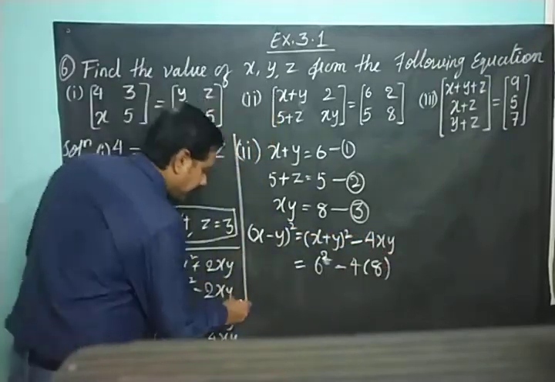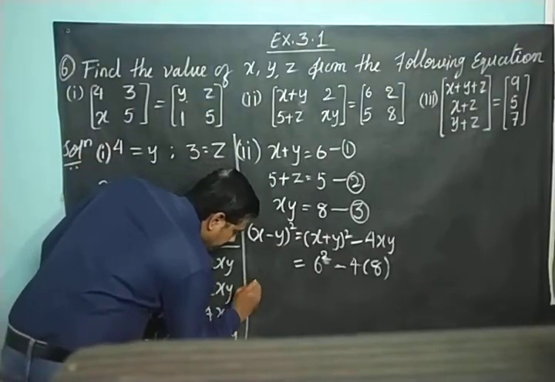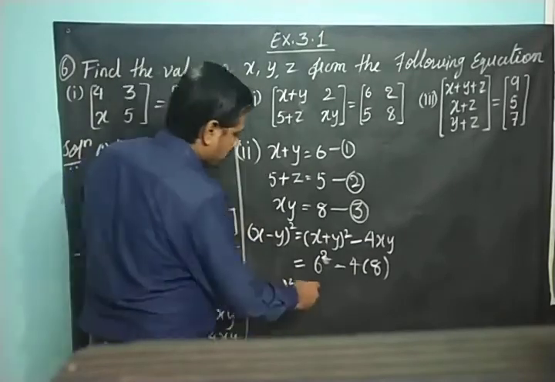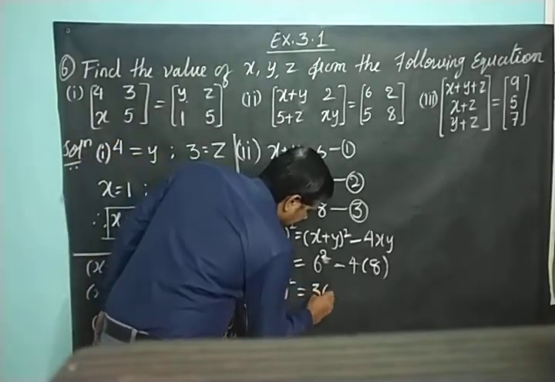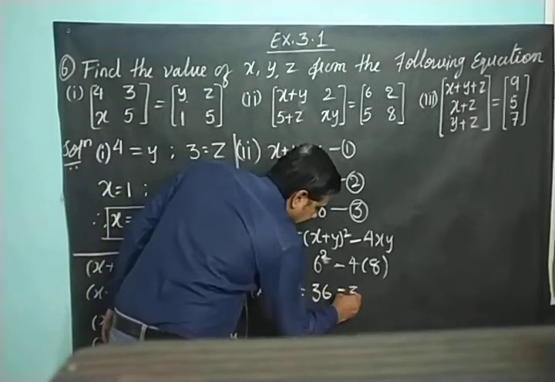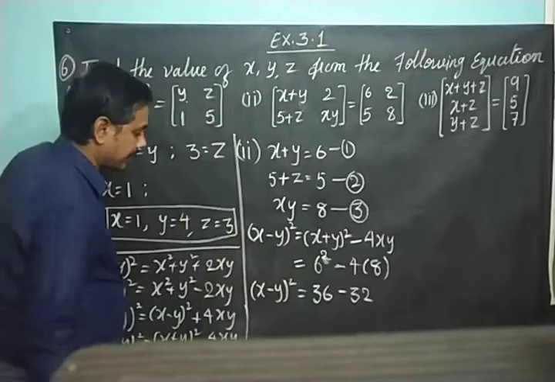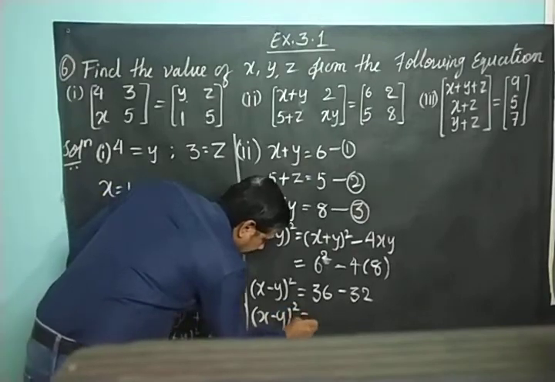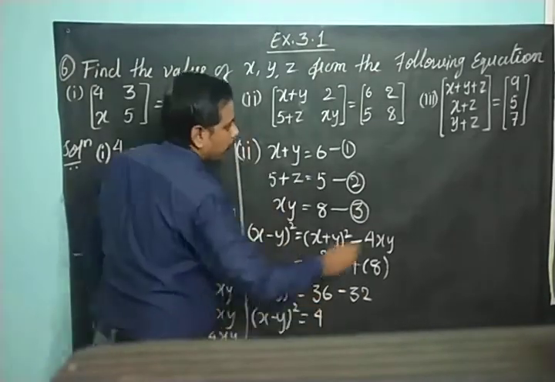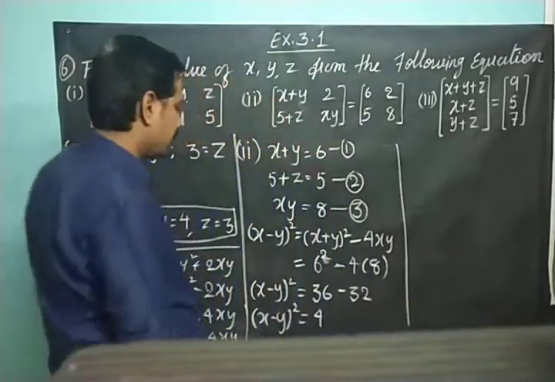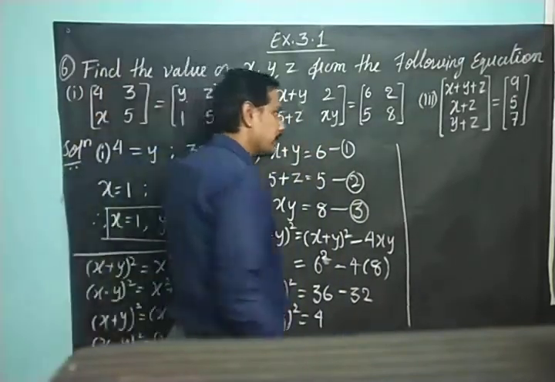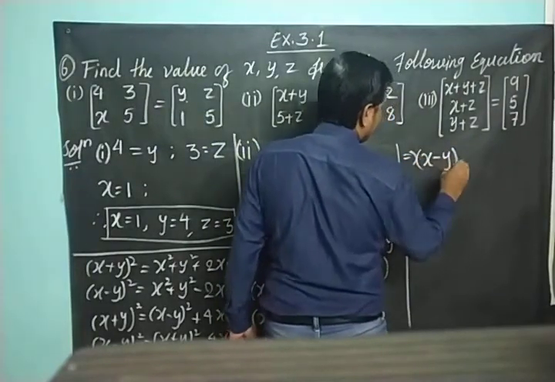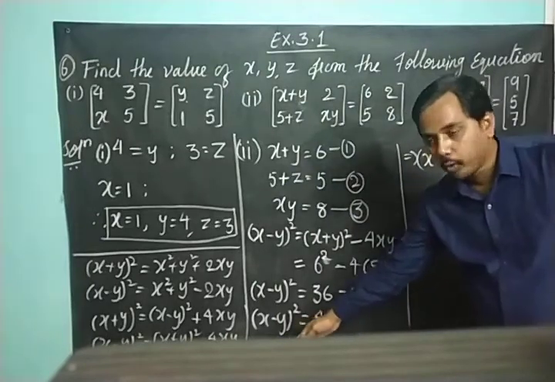So what will be my value of x minus y the whole square? 6 square is 36. 4 into 8 is 32. So I can write x minus y the whole square as 36 minus 32, which is 4. So we got the value of x minus y the whole square as equal to 4.